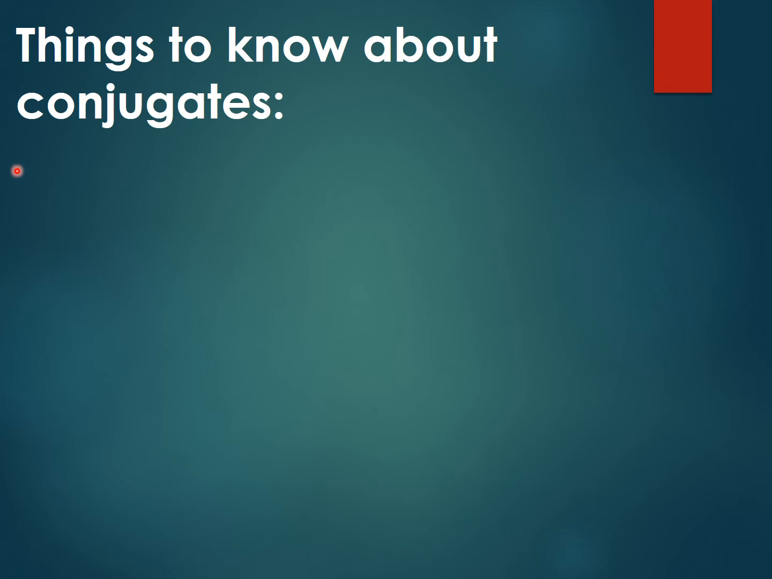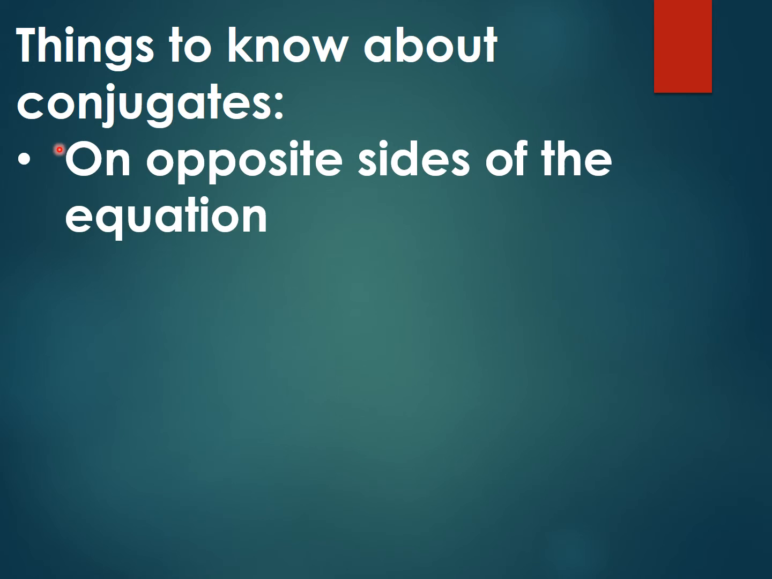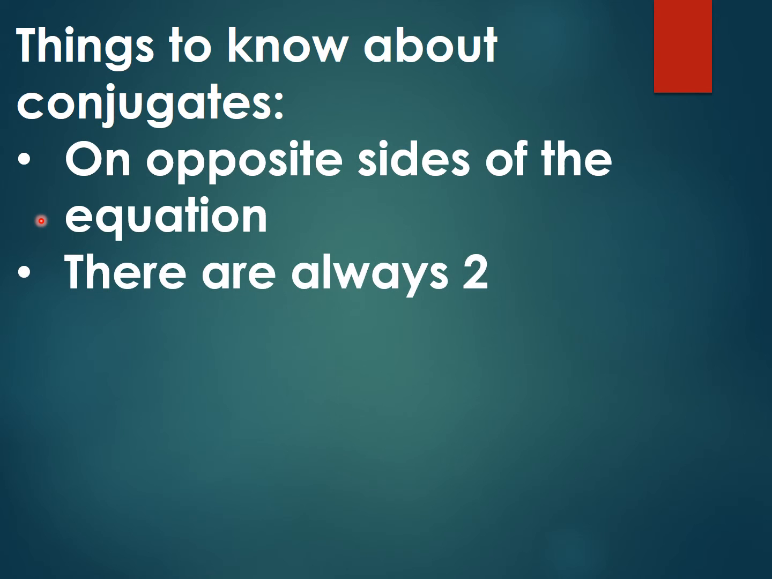There are some things you need to remember when you're thinking about conjugate acid-base pairs. The first thing is that they're on opposite sides of the equation. An acid on the left will have a conjugate base on the right. A base on the left will have a conjugate acid on the right. There are always two. If there's an acid, then there's a conjugate base, and if there's a base, there's a conjugate acid. Each one, the acid and the base, have their conjugate pairs.